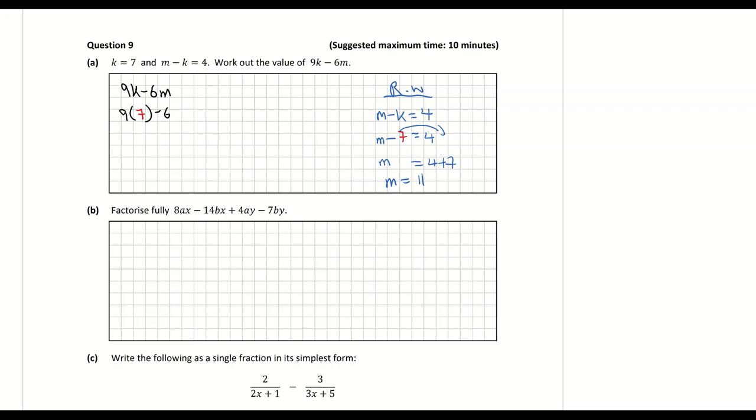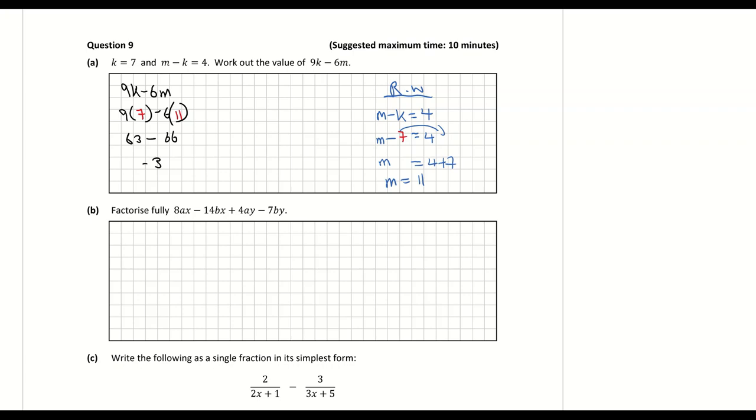I'm going to draw my bracket, brackets meaning to multiply, and I'm subbing in my 11 for m. Then 9 sevens is 63. 6 elevens is 66, and 63 subtract 66 is negative 3.